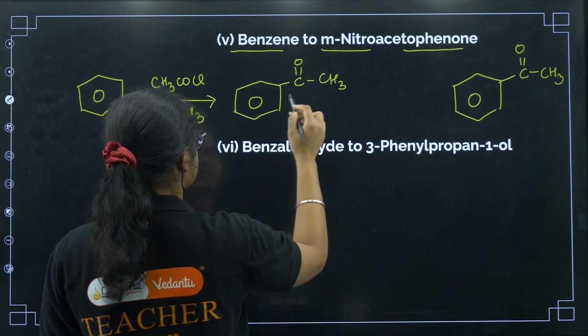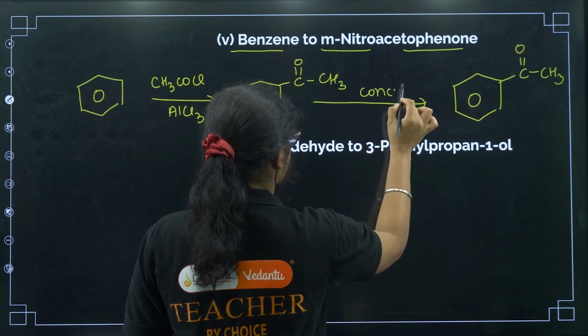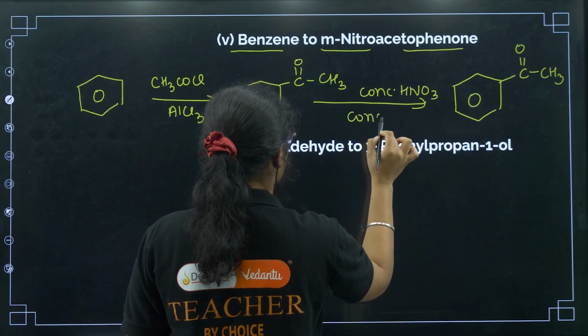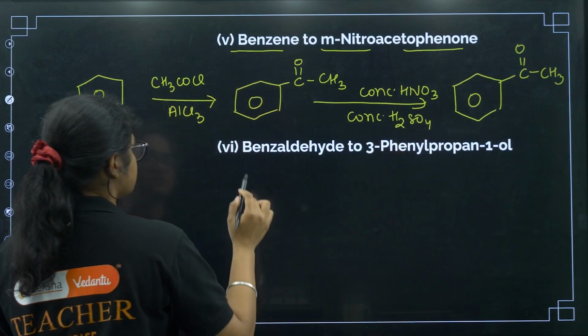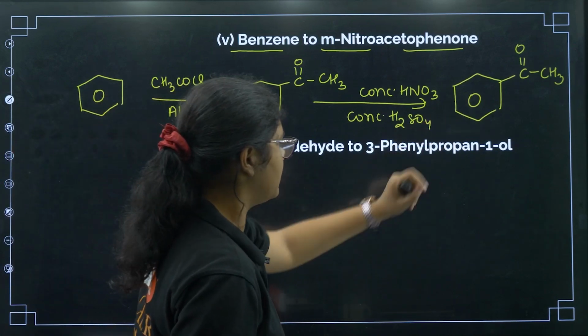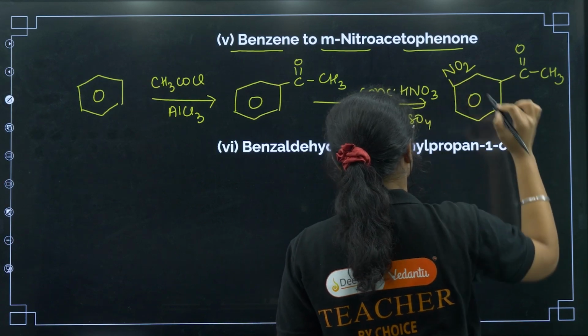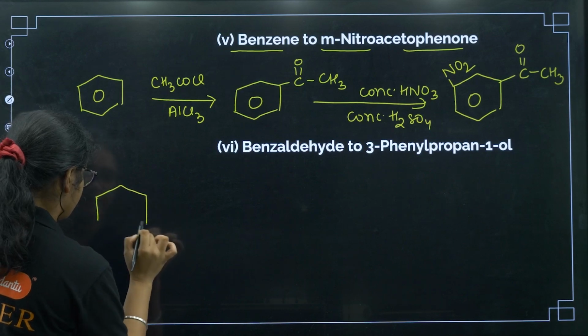Next, this is an electron withdrawing group. To add nitro, what you will use? Concentrated HNO3 and concentrated H2SO4. So this one will give you the nitro group at the meta position.